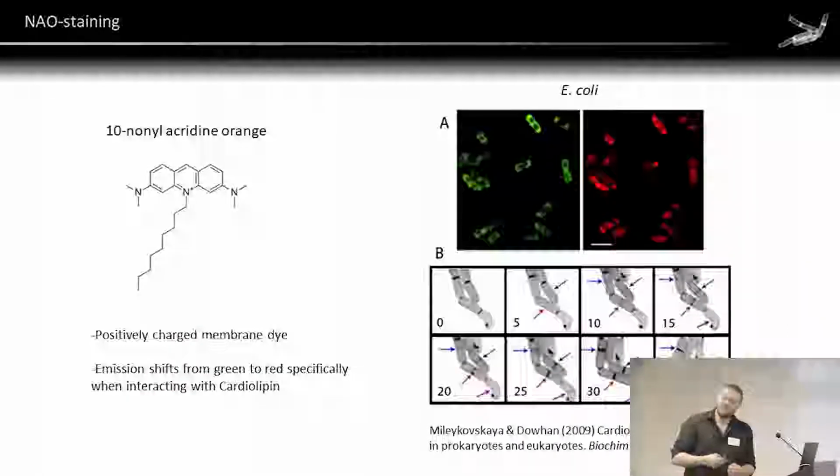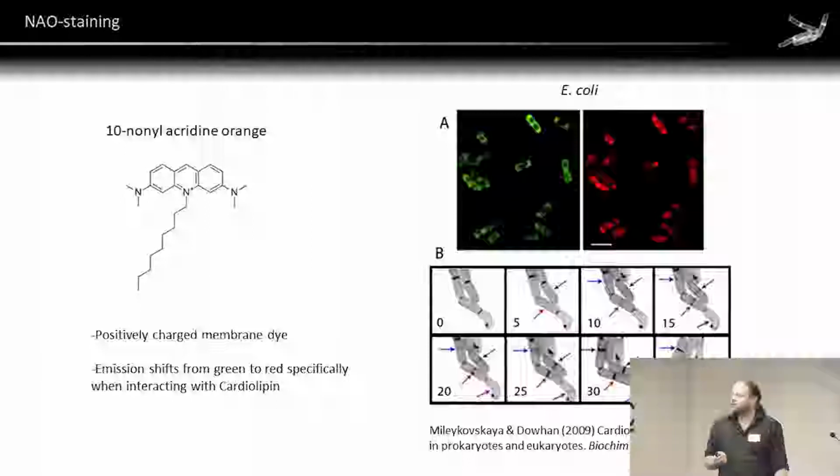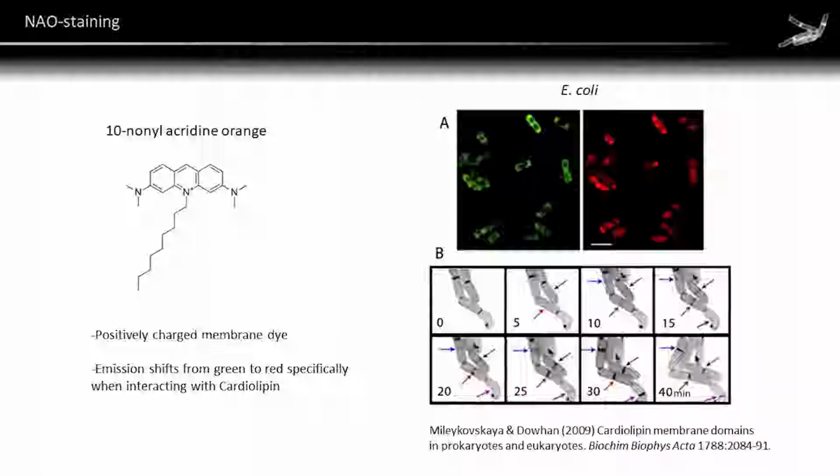What really pushed this concept further actually came from two observations. First, there was the ability to stain them. There is a dye called nonyl acridine orange, or NAO, which is a positively charged membrane dye, and it shows an emission shift from green to red fluorescence, which is supposed to be specific for when it's interacting with cardiolipin. Here you can see examples from the papers: a polar localization pattern in E. coli and here at the cell division site, and these were interpreted as membrane domains characterized by local cardiolipin enrichment.